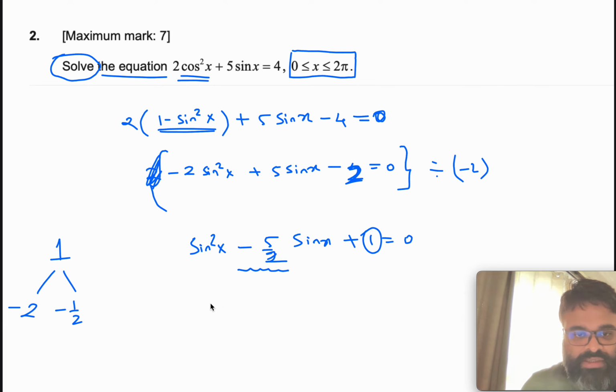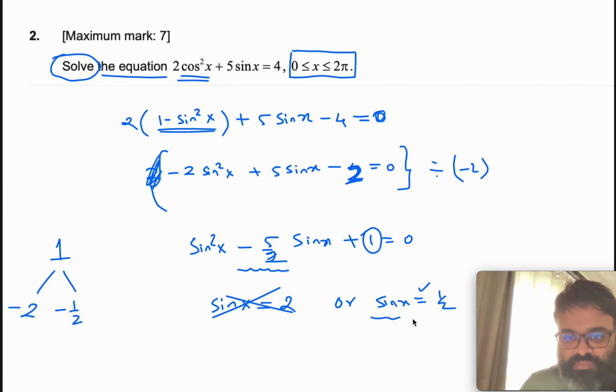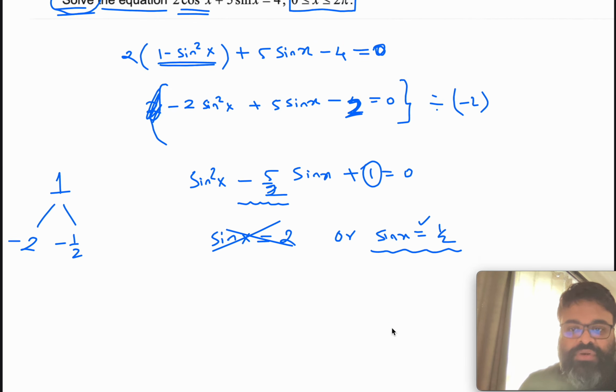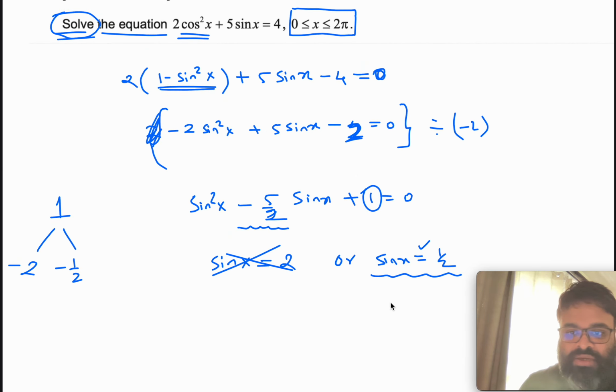Well, so you got sine x, it's a quadratic equation. So sine x values are either 2 or sine x is half. So of course you discard this. So sine x can only be half. Now from this, you will have to find the value of x because you want to solve and find the value of x. Okay, so now here you have to use the concept of unit circle, which is sine x is half when x is pi by 6.